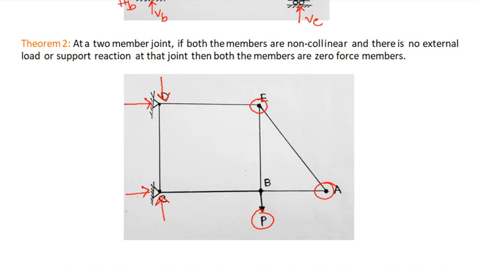Here you can see A is connecting 2 members, that is AE and AB. So it's a 2-member joint. And both the members have to be non-collinear. Here AE and AB both are non-collinear. They are not lying along the same straight line. And there is also no external load at the joint A. Then both the members are zero force members. So here we can say force in member AE or EA and force in member AB or BA is equal to 0, right? Now let us look at some of the examples.